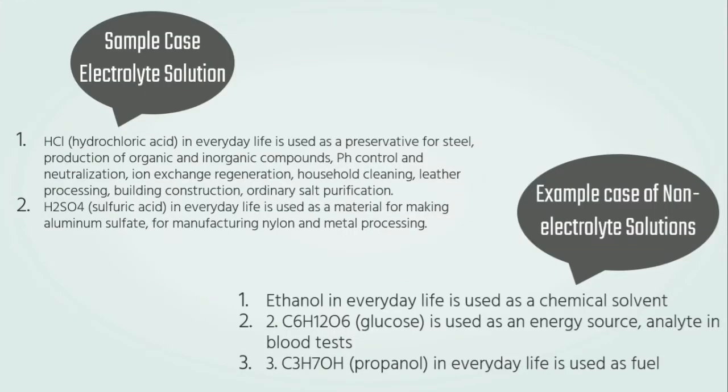2. Sample case. Sample case of electrolyte solution. 1. HCl. In everyday life it is used as a preservative for steel, production of organic and inorganic compounds, pH control and neutralization, ion exchange regeneration, household cleaning, leather processing, building construction, and ordinary cell purification. 2. Sulfuric acid. In everyday life, it is used as a material for making aluminum sulfate, for manufacturing nylon, and metal processing.